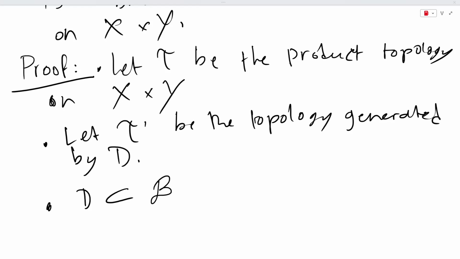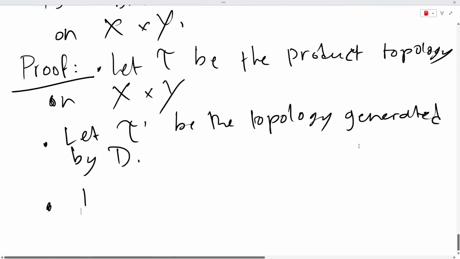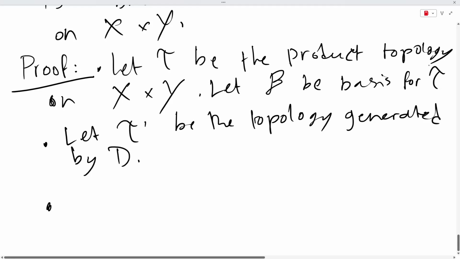Also, let B be the generic basis for tau. Okay, so let tau be the product topology on X times Y, B be the basis for tau, and tau prime be the topology generated by D.